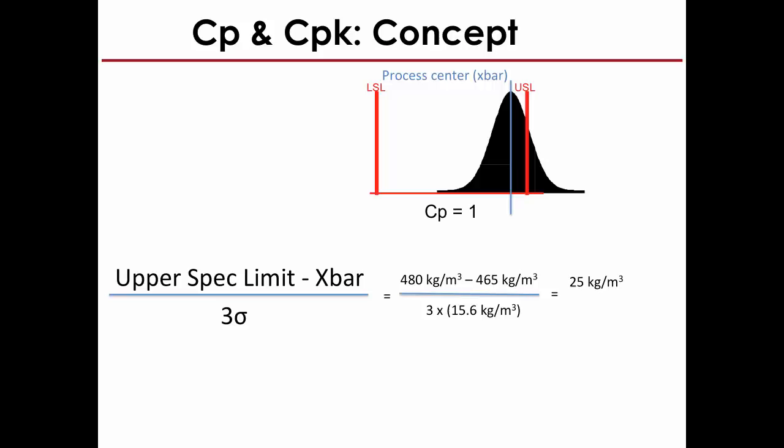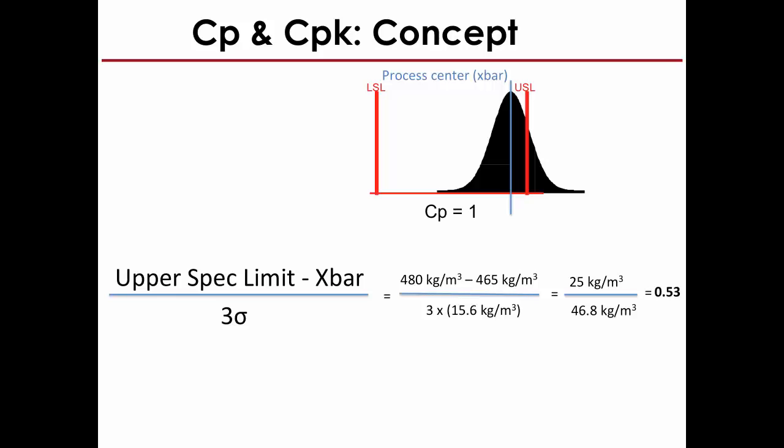That gives me 25 kilograms per cubic meter of distance between the upper spec limit and X bar. So basically my process is centered 25 away from the spec limit. Essentially, that's also telling me that I have 3 standard deviations of data above that center point. So above 465 kilograms per cubic meter, I have 3 standard deviations worth of data. Now, the total amount of data above my process center point is 3 standard deviations, and that's equal to 46.8. So I divide 25 by 46.8 and get 0.53.